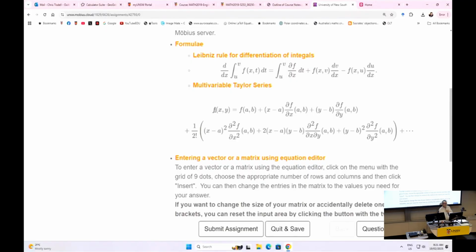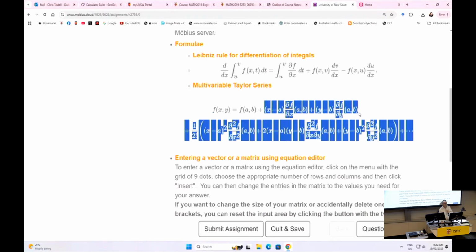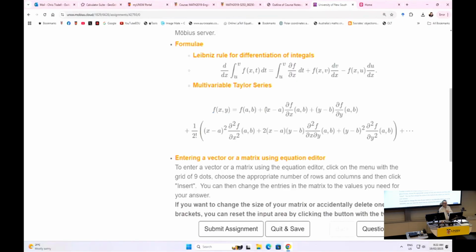You've got a function of two variables, and you know its value at a point. And then you've got some linear parts, right? So you've got x minus the number and a derivative at the point, y minus the number times the derivative, okay? So that's the plane that you were talking about before, right? That's going to be the tangent plane.